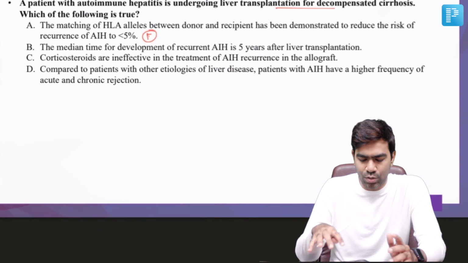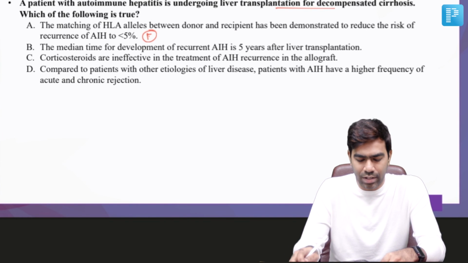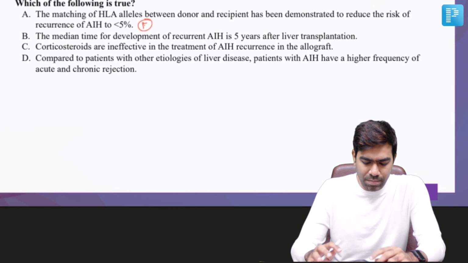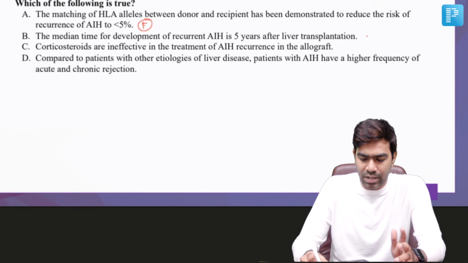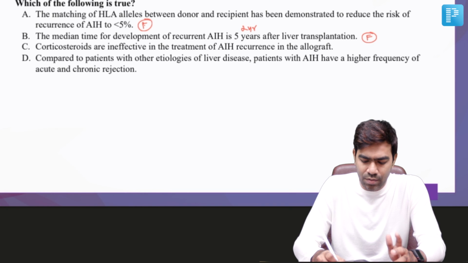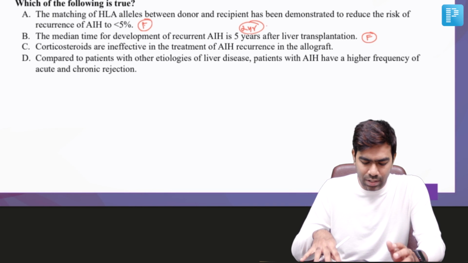In fact, before any liver transplantation, we don't really do HLA matching, and HLA matching has not shown any extra advantage except in small series and small trials. Generally, it is not done. In fact, HLA-A and HLA-DR matching has been associated with reduced survival in patients with liver transplant. So it is not done generally, and there is no association between HLA matching and reduced recurrence of autoimmune hepatitis. And the median time for development of recurrent autoimmune hepatitis being 5 years after liver transplantation is also a false statement. It's approximately around 2 years, or maybe 2 to 3 years, not 5 years.